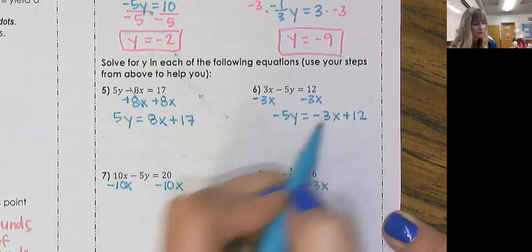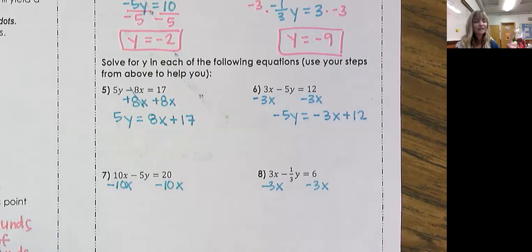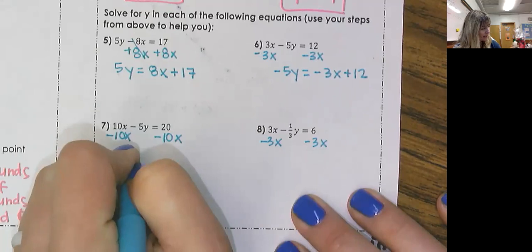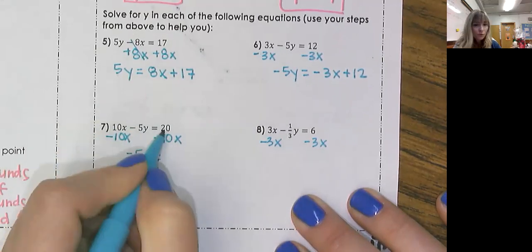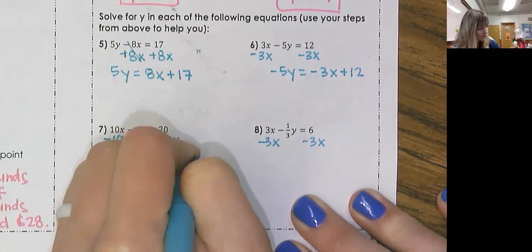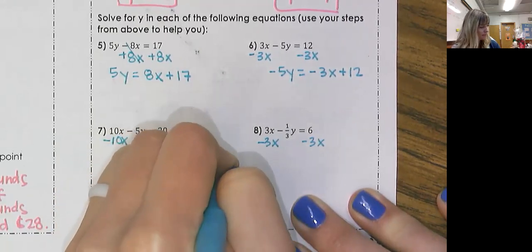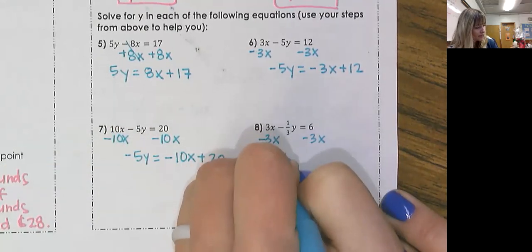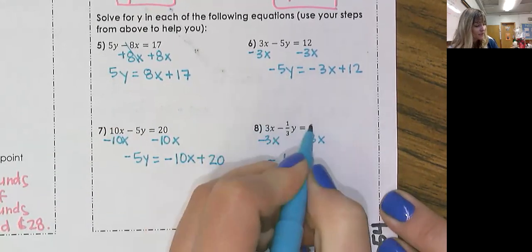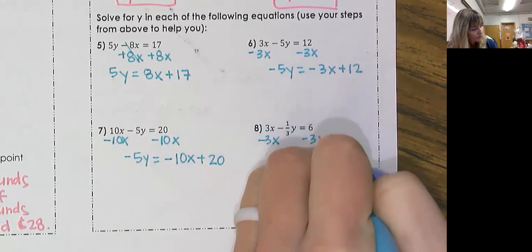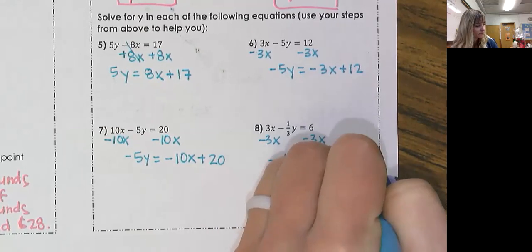Could I write 12 minus 3x? Sure. But again, I'm going to put the x term first. Down here, now I have negative 5y. Again, those do not combine. One has an x and one does not. So I'm going to write negative 10x plus 20. And one more time here, I zeroed that out. This is now negative 1/3 y. And these do not combine. They're not like terms. So I'm just going to write negative 3x plus 6.